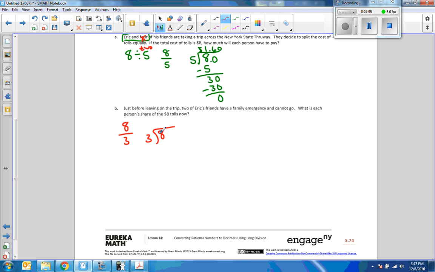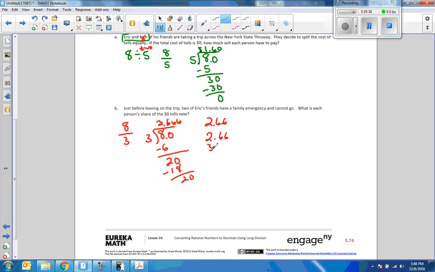Okay, so 3 will go into 8 2 times. That's 6, subtract, 2, bring down the 0. 6 times 3 is 18. Subtract, 2. It is repeating, 2.666. This is money, so let's get rid of that repeat symbol. We're talking about money here, so let's keep it real. So $2.66 repeating.